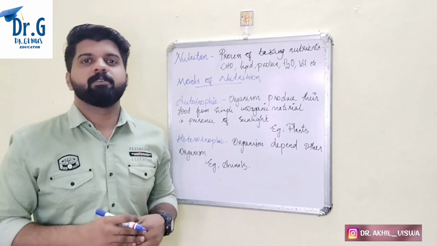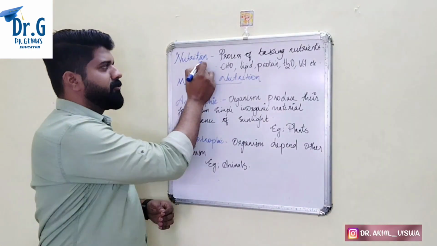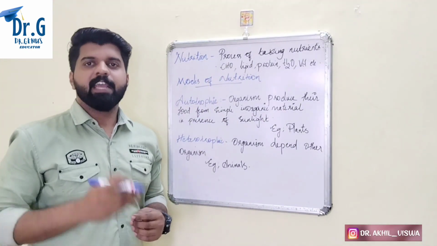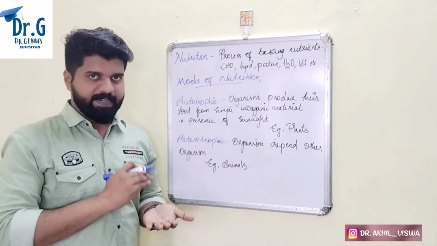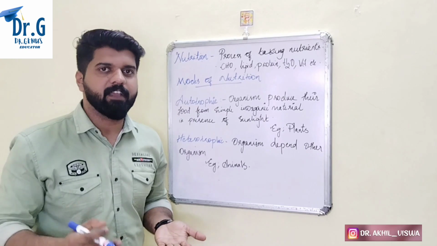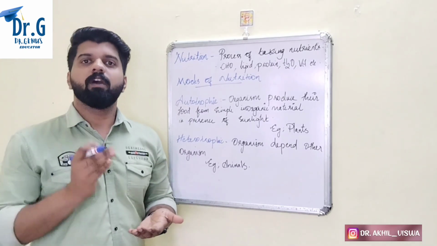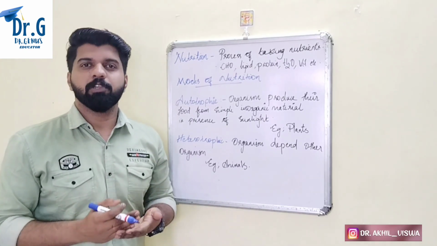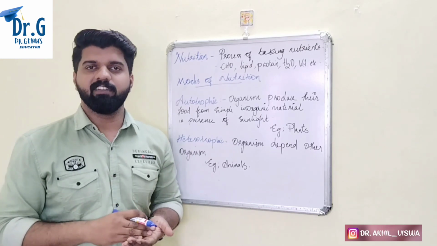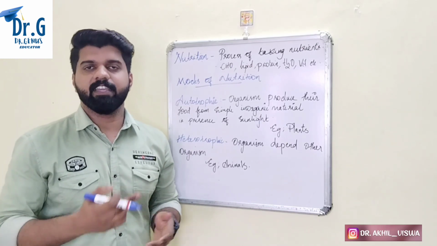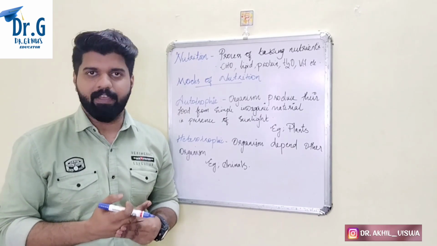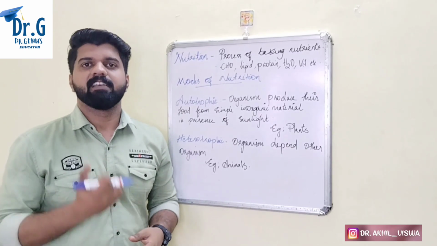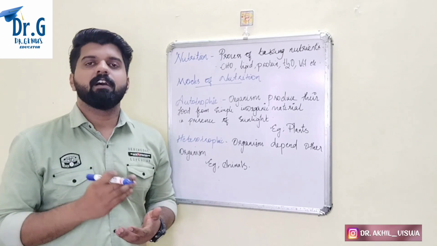So the first life process we are going to discuss is nutrition. So what do you mean by nutrition? It is defined as the process of intake of essential nutrients. So what are the essential nutrients? The essential nutrients that we get from our food are carbohydrate, which we can represent as CHO, lipids or fat, water, vitamins, minerals, etc.